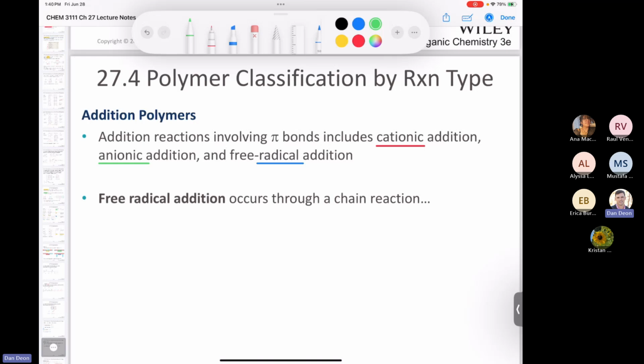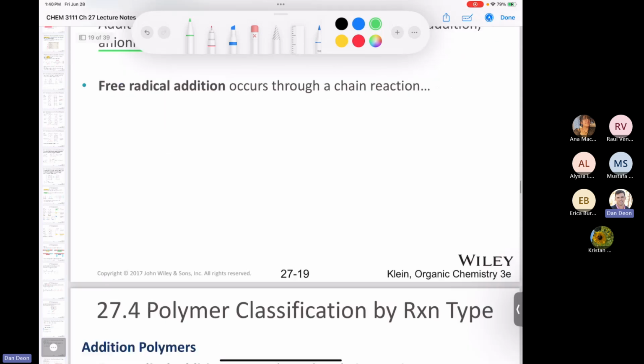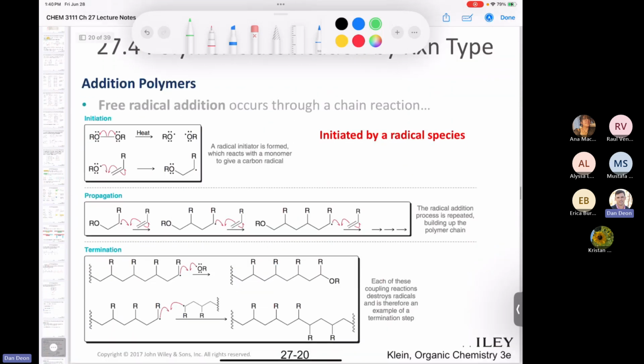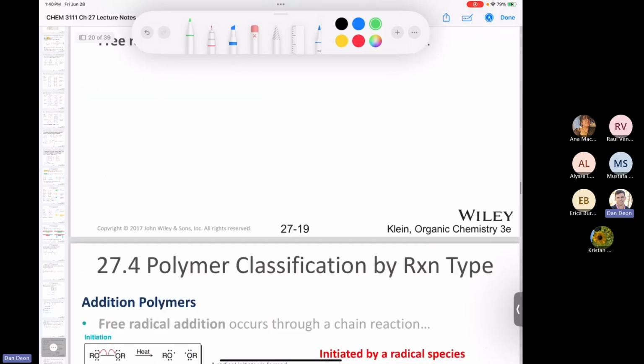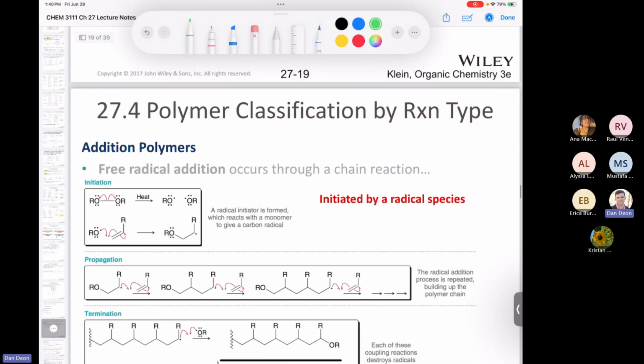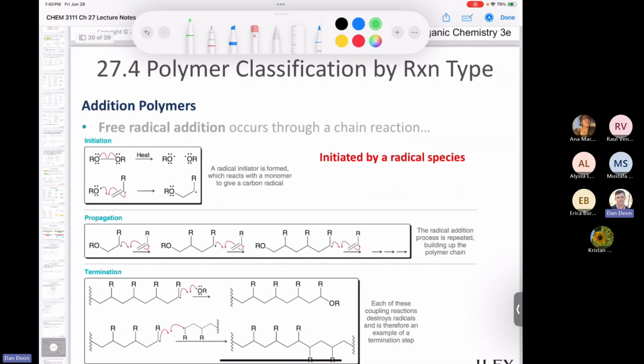And it says here that free radical addition occurs through a chain reaction. Well, let's check this out. So we're starting with free radicals. So we're starting with radical addition. What color did I use? I used blue for radical. So we're starting out with the radical addition. And you guys remember initiation, propagation, and termination very well, I'm sure.